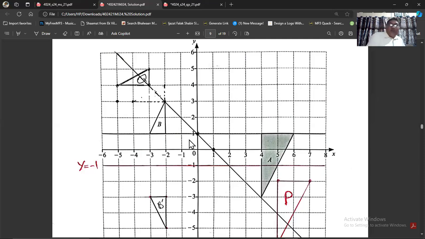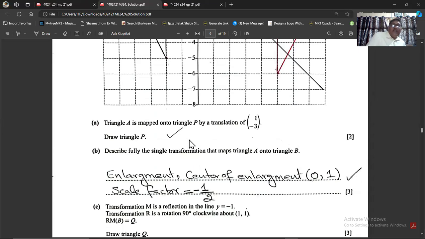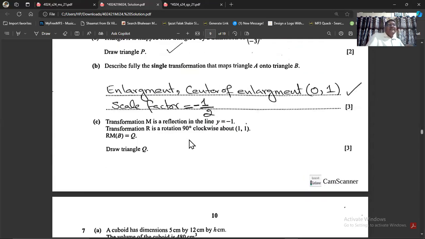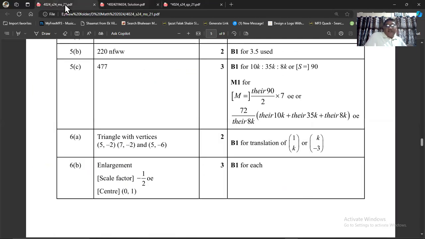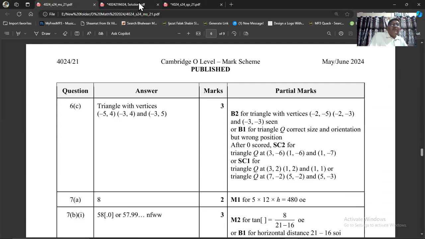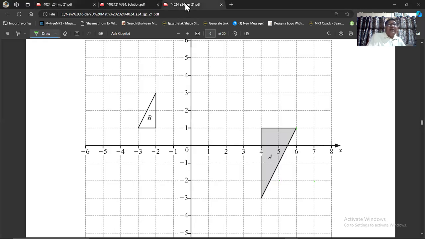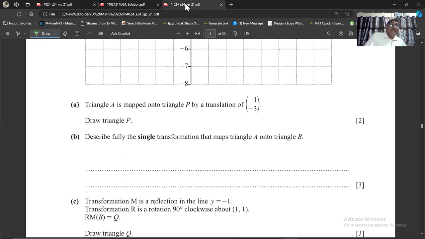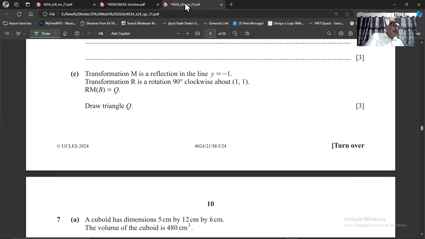So here, what is happening here? So how do you describe when the A is mapped onto B? This is basically enlargement, and the center of the enlargement is 0, 1, and the scale factor is minus 1 by 2. So I hope you understand what I am talking about and how I reached this conclusion. So this was question number 6 and it's B part. Now we are going to the next part, which is the C part of question number 6.